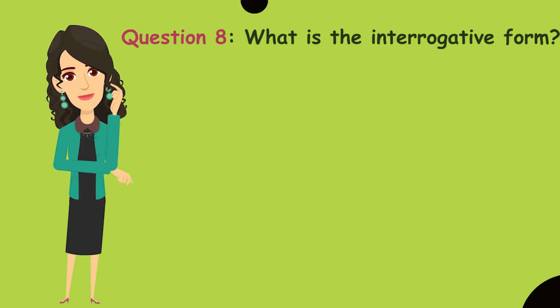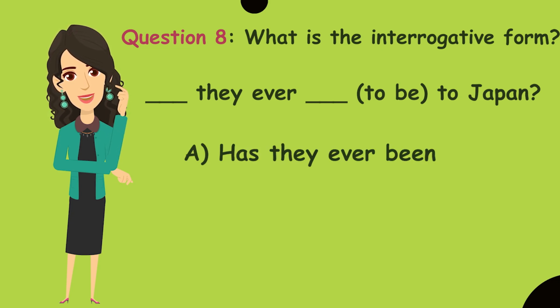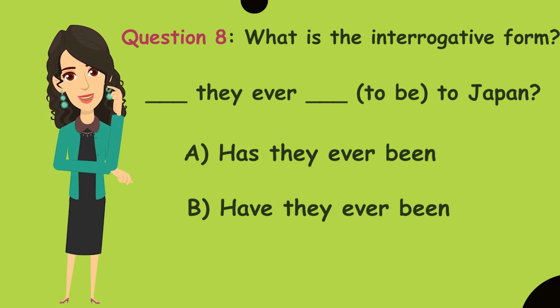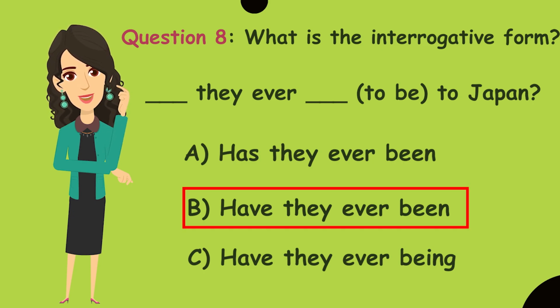Question 8. What is the interrogative form? They ever to be to Japan. Has they ever been? Have they ever been? Have they ever being? The correct answer is B. Have they ever been to Japan?